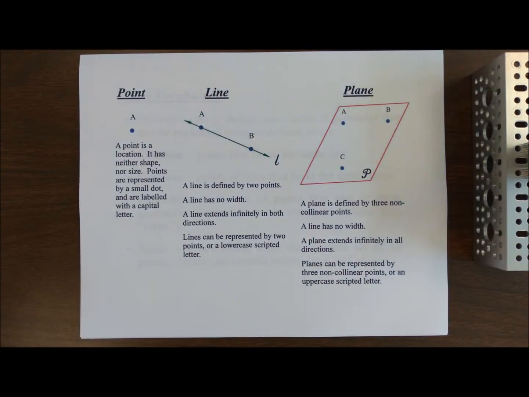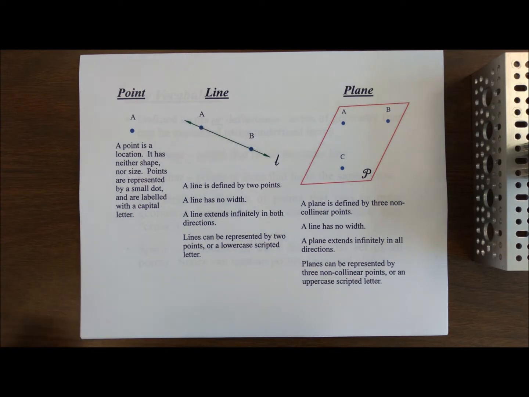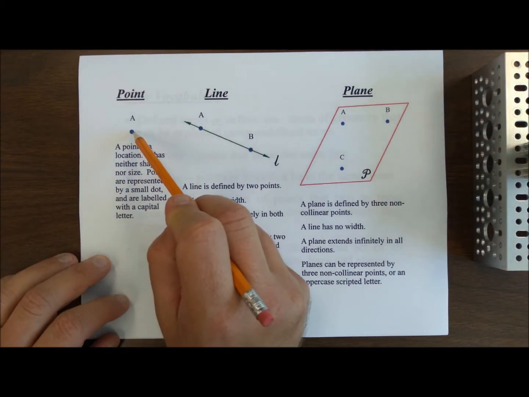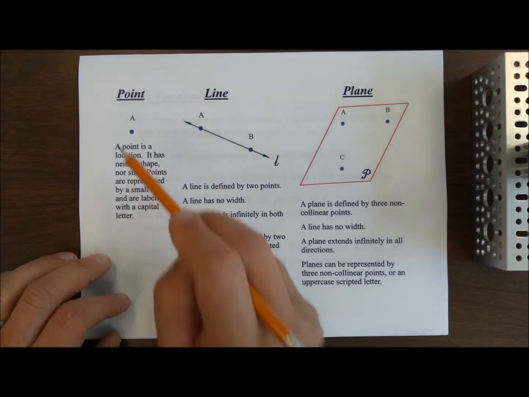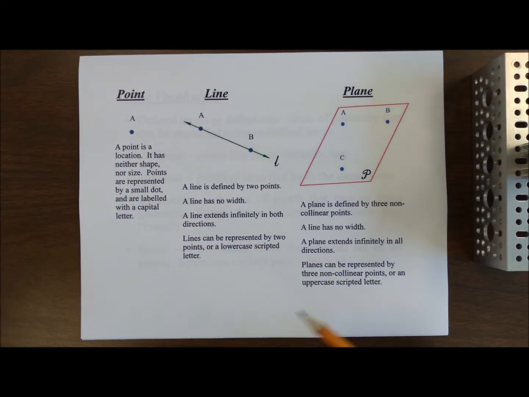So here's our point. A point is a location in space. It has no shape, no size, but of course, if we didn't come up with a symbol to represent it, you wouldn't be able to see it or talk about it. So we give it a little dot like that, and we label it with a capital letter. For instance, this would be point A.